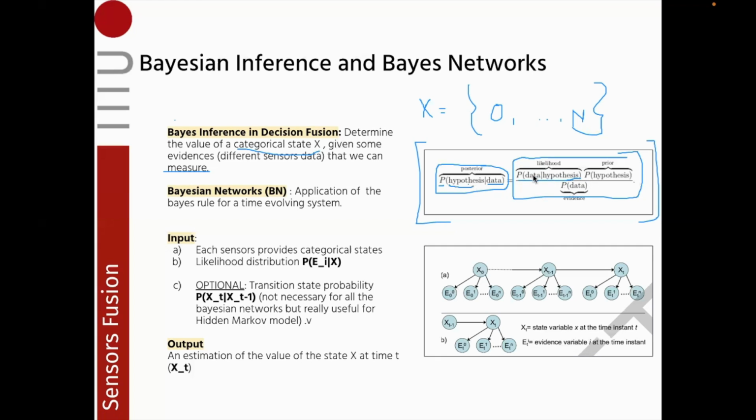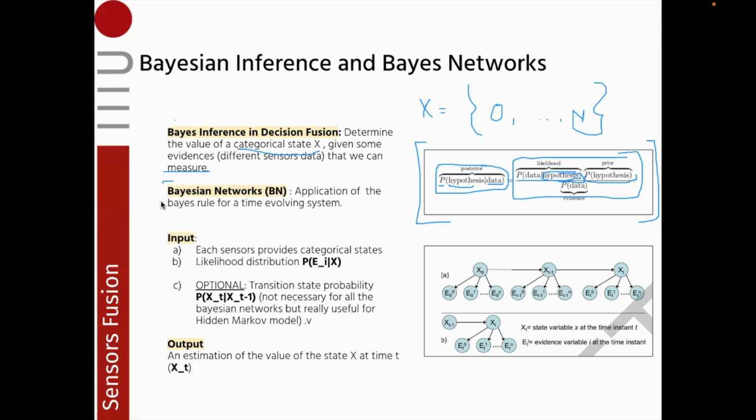Basically, the probability that we measure such data given the fact that we knew that we were in a certain state. And then we have the prior probability, which is the probability given by previous knowledge that we are in that state, and the evidence, which is the probability of the data. So this is the Bayesian rule.